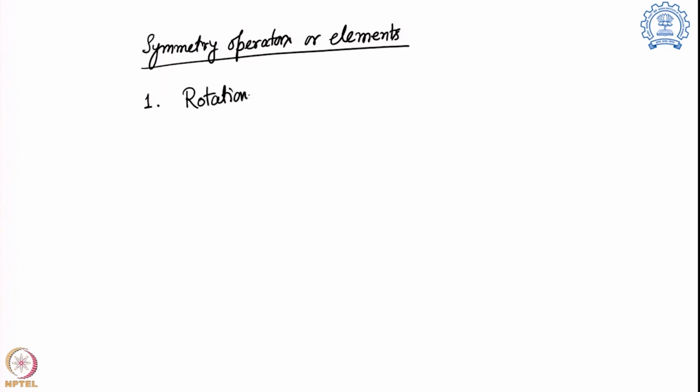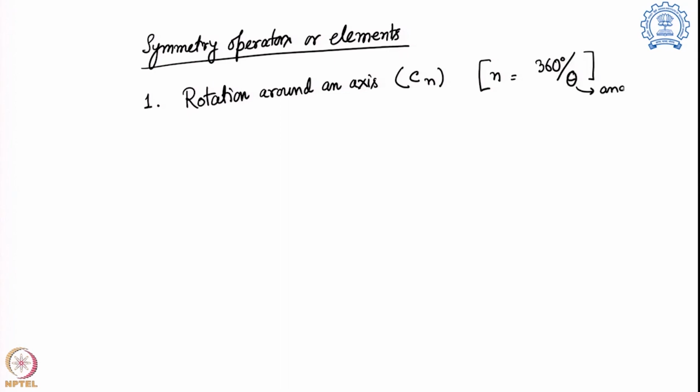is a rotation around an axis. It is written as Cn, where n is defined by how much angle I am rotating. This is the theta, angle of rotation, to achieve a superimposable and indistinguishable configuration of the molecule.